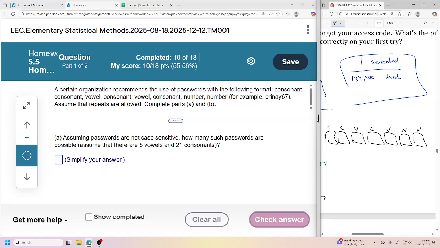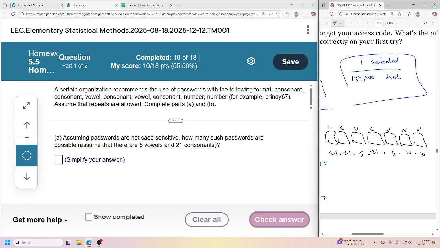How many consonants do we have? Okay, how many vowels? Let's start with that. 5. We got 5 vowels: A, E, I, O, U. And it says repeats are allowed, so I'm going to put another 5 there. So consonants, how many will we have? 21, because we have 26 total letters, so 21 for my consonants. And then how many digits do we have? How many numbers? 10, because of the 0. Yep, exactly. So I'm going to multiply all these together.